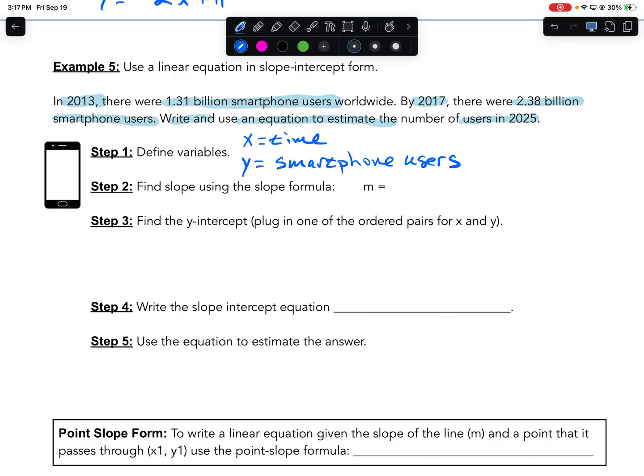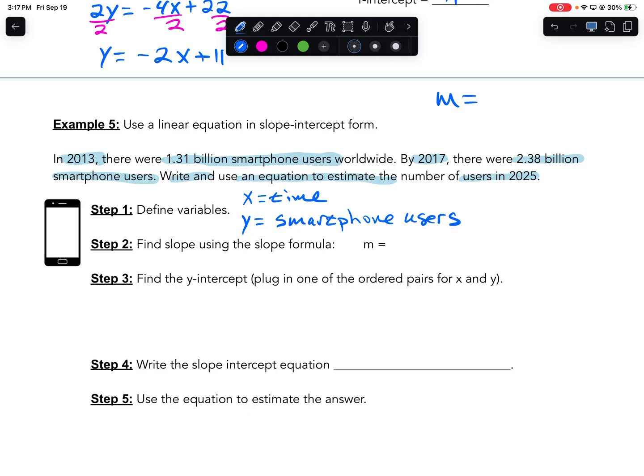Okay, if anyone remembers that equation for slope, y2 minus y1 over x2 minus x1. We're going to identify y2, y1, x2, x1 in this problem. The first time I come across is x1, the first billions of smartphone users is y1. The second thing I come across is x2, and then the second billions of users is y2. And this 2025 is what we're going to plug into our equation once we figure out our equation.